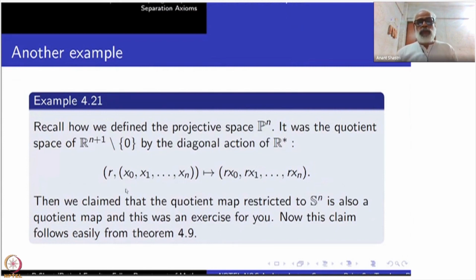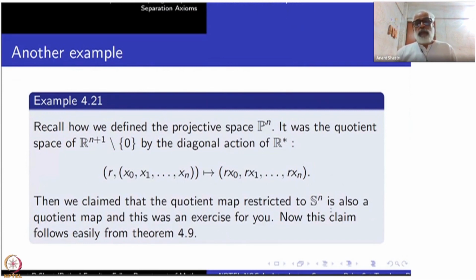It's defined as a quotient of non-zero vectors in R^(n+1) by the diagonal action of R minus 0. Namely, r, (x0, x1, ..., xn) goes to (r x0, r x1, ..., r xn). So it's also scalar multiplication, you may say, diagonal action or scalar multiplication. We have then claimed that this quotient map, when you restrict it to Sn, namely unit vectors, is also a quotient map. That time it was an exercise for you. Now, this claim easily follows from our earlier theorem.